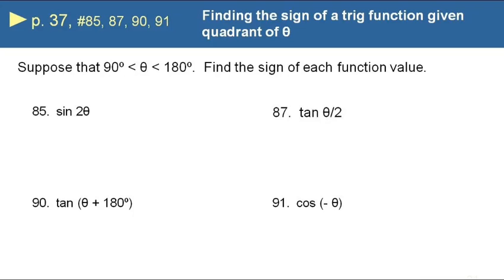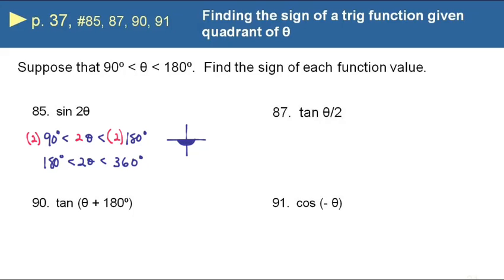So for the first one, I know from the instructions that theta is between 90 and 180, but I need to find where 2 theta is. So if I multiply this by 2, I'll have to multiply these other values by 2, and that tells me that 2 theta is between 180 and 360. Now that covers 2 quadrants, quadrant 3 and quadrant 4. In both of those quadrants, sine is negative, so I know that the sine of 2 theta is going to be negative.